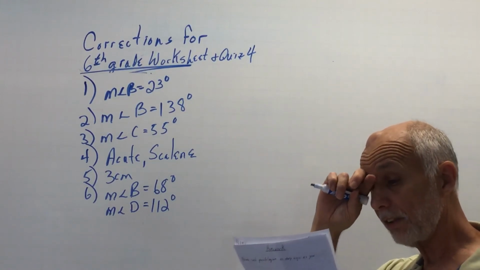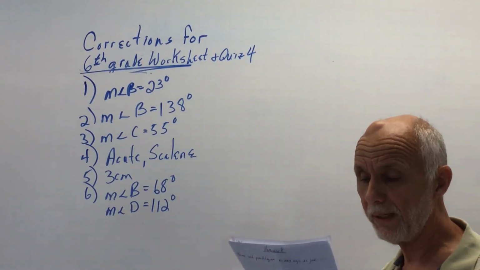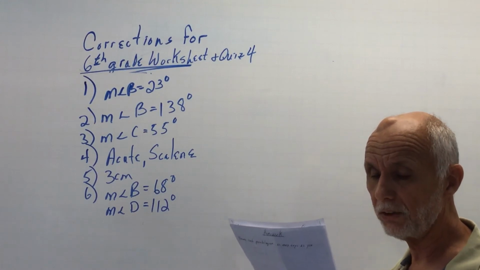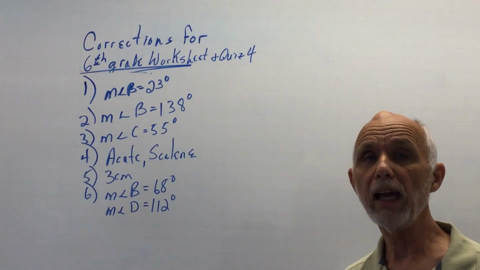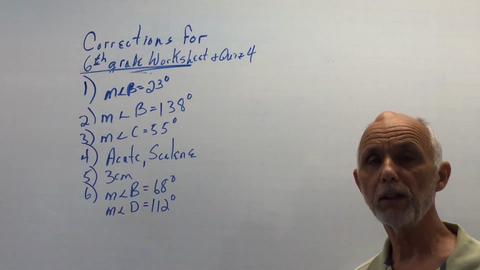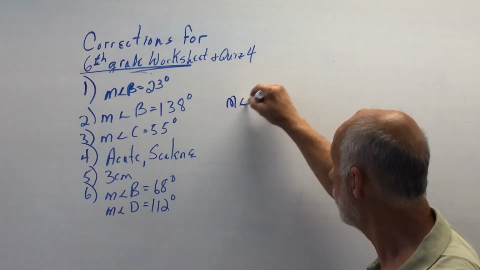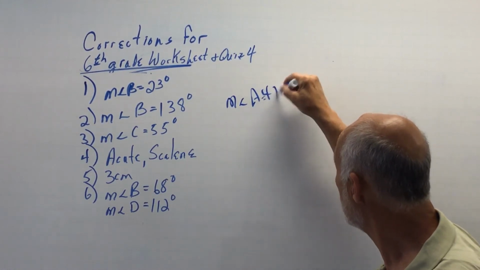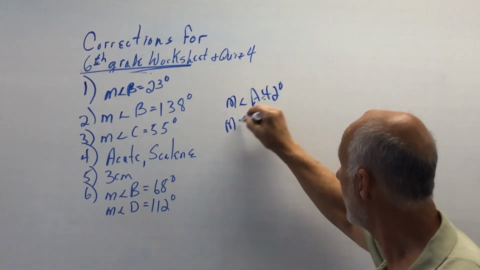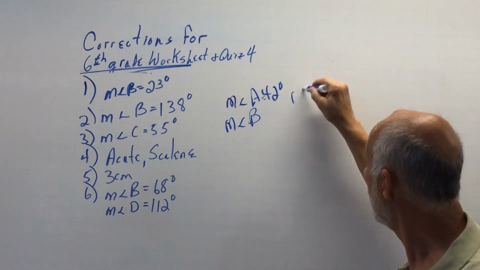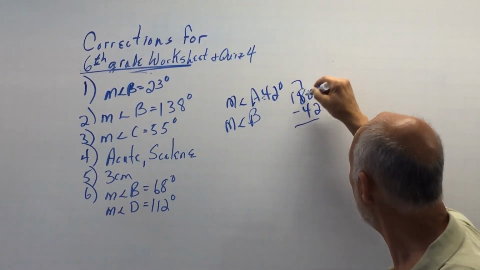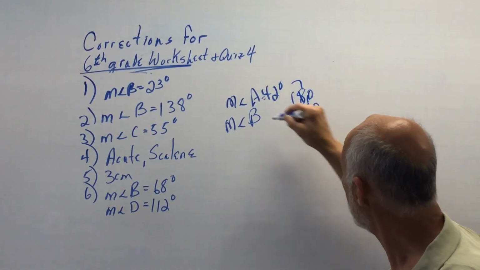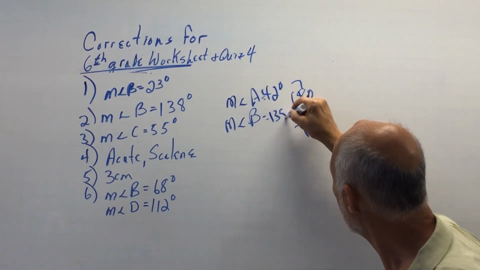Number two says angles A and B are supplementary angles, and the measure of angle A is 42 degrees. Find the measure of angle B. Now again, supplementary angles add up to 180. So if the measure of angle A is 42 degrees, and you want to find the measure of angle B, you have to take 180 minus 42. And that would give you an answer here of 138 degrees.